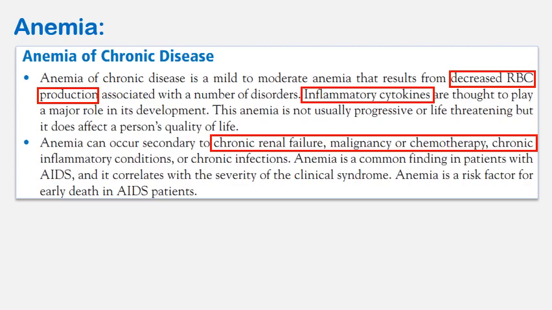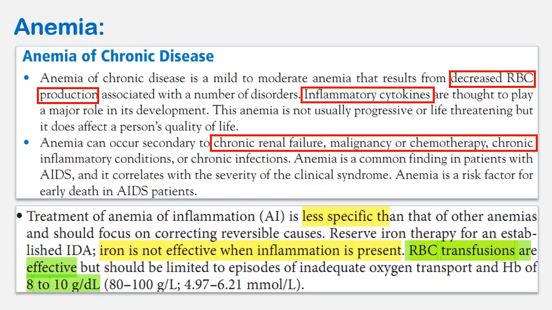Anemia is considered a risk factor for early death in AIDS patients. For treatment of anemia of inflammation, it is less specific than the other anemias and should focus on correcting the reversible cause. In other words, we must try to reduce the inflammation to improve the response to treatment of anemia. If the inflammation increases, the response to treatment of anemia is reduced. Reserve iron therapy for established iron deficiency anemia.